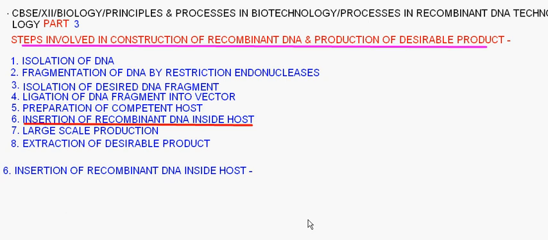This recombinant DNA is put inside the host cell, the carrier cell, which carries the recombinant DNA, and along with the host, the vector DNA also replicates and produces a desirable product on a large scale. Basically, bacterial cells are used as hosts because their copy time, that is the time required for replication, is very less. To insert the DNA, first the host cells must be made competent, which I discussed earlier, in preparation of competent cells.